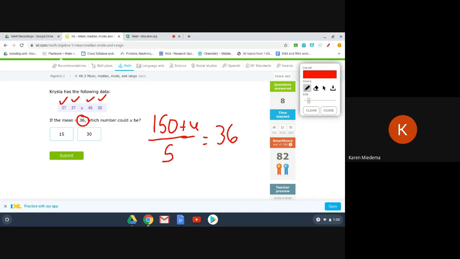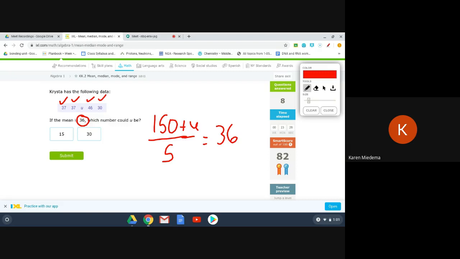Now, one method would be just to guess and check and just say, well, is u 15? Let me add 150 plus 15. I get 165. 165 divided by 5 is 33. So 15 is too low. I know that the number has to be bigger. So it must be 30. Let's see, 150 plus 30 gives me 180. 180 divided by 5 gives me 36. So the answer is 30. You can guess and check because this is kind of like multiple choice with just two possible answers.